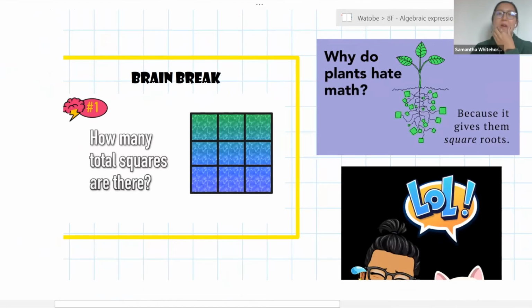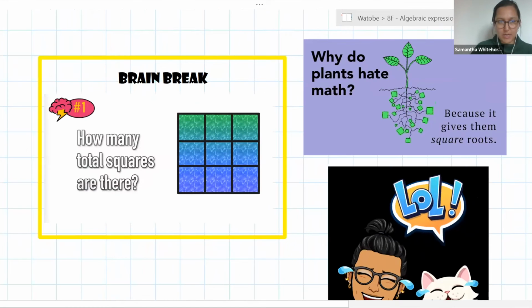Okay, here's our brain break. So how many squares do I have in this image?